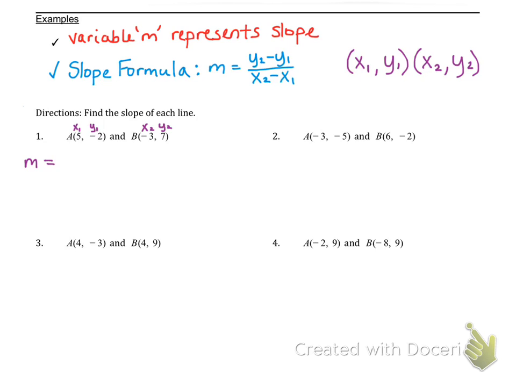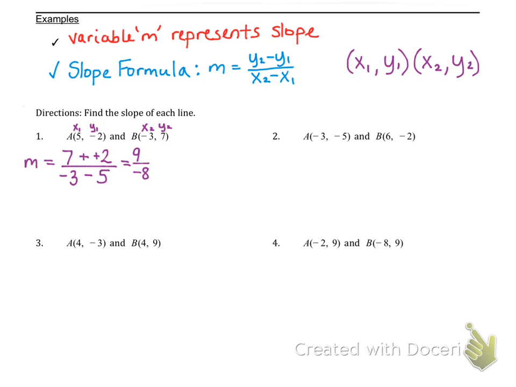So I'm going to use the slope formula, which says y2, which is 7, minus y1, which is a negative 2, over x2, which is negative 3, minus x1, which is 5. So 7 minus a negative 2, that turns into a plus, so 7 plus 2 is 9. And then negative 3 minus 5 is a negative 8. So my slope is 9 over negative 8, or negative 9/8.